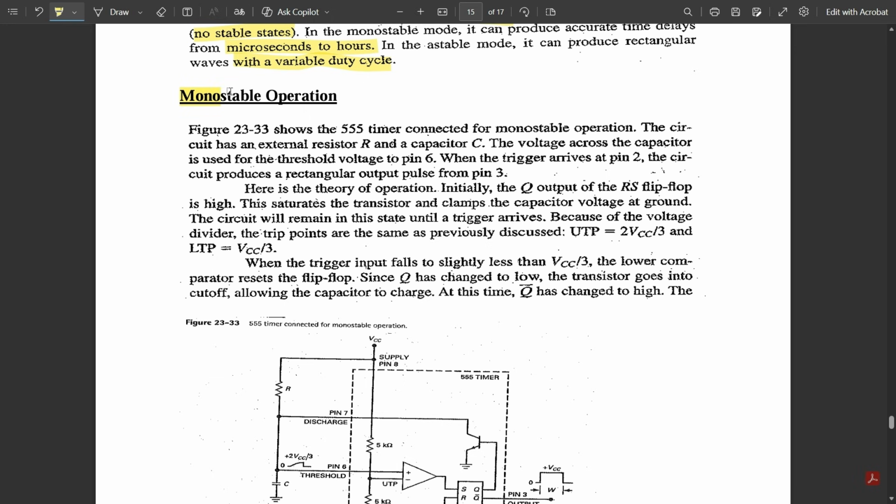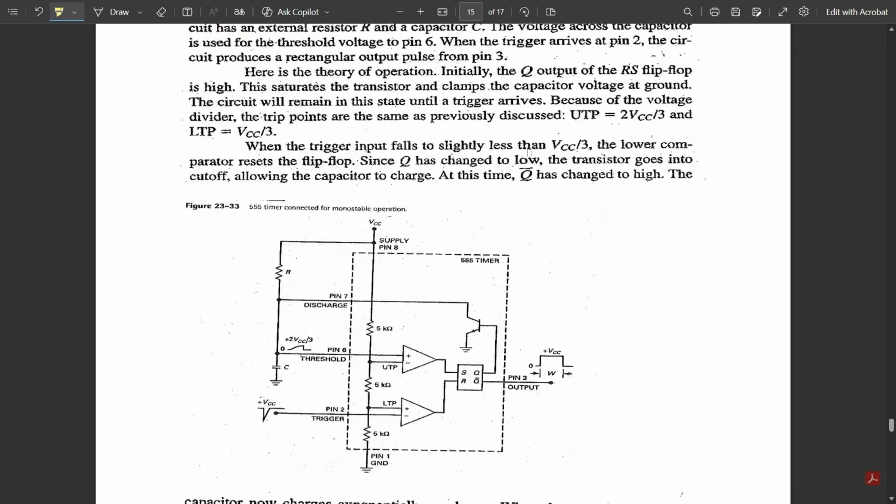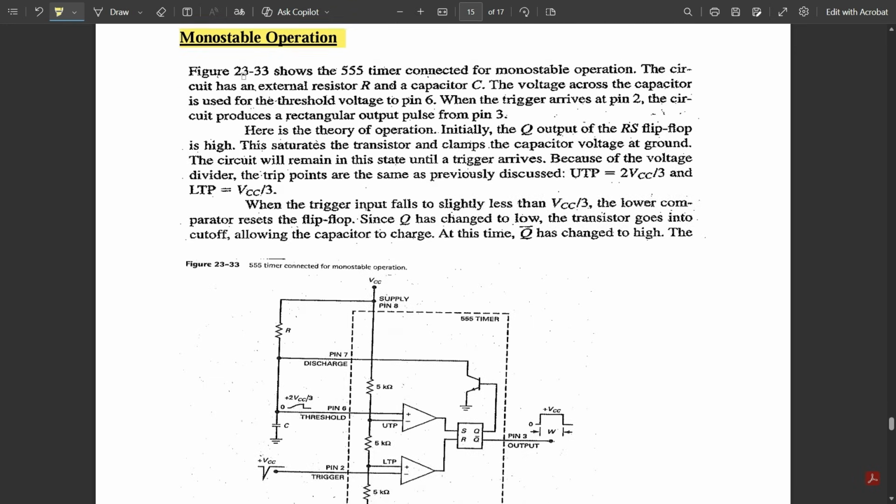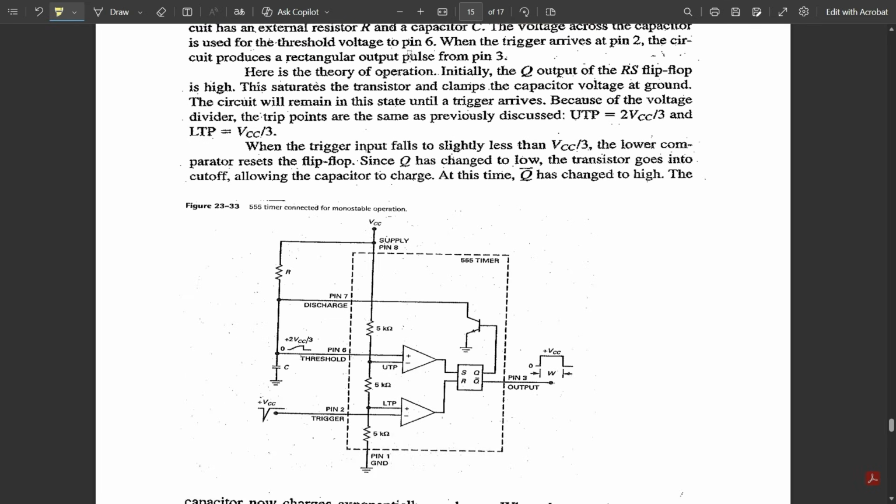One is called the monostable operation. So let us see that now. This figure 23.33, that is this below figure, shows the 555 timer connected for a monostable operation. The circuit has an external resistor R. So you see here, this is that complete monostable operation part where everything is done. You see these dotted lines in a square, this indicates a 555 timer.